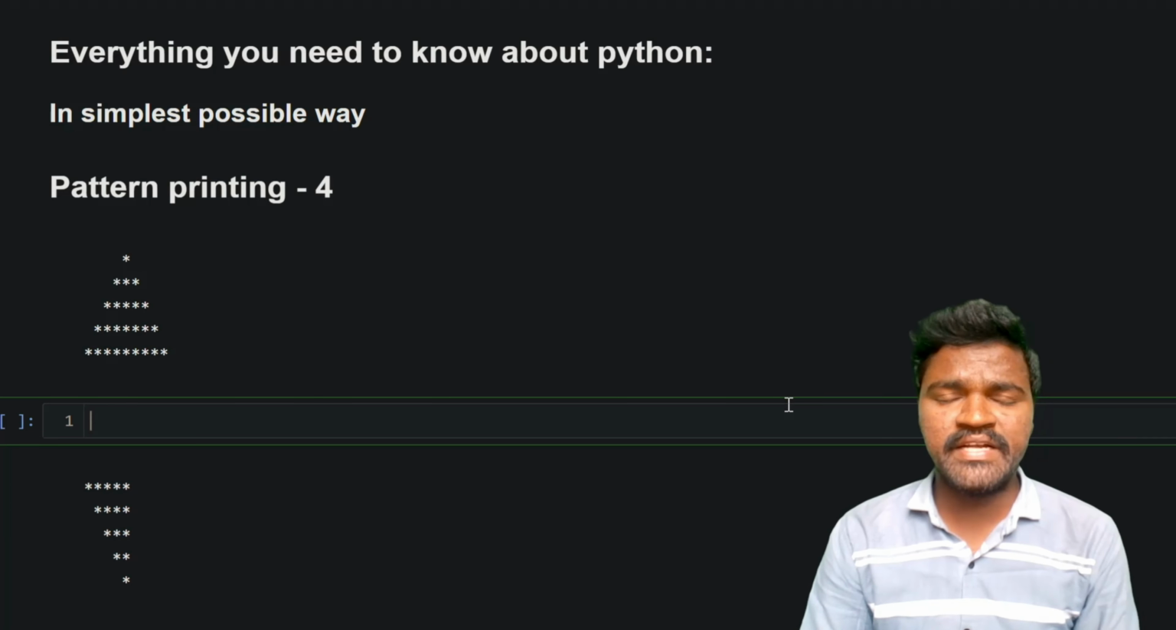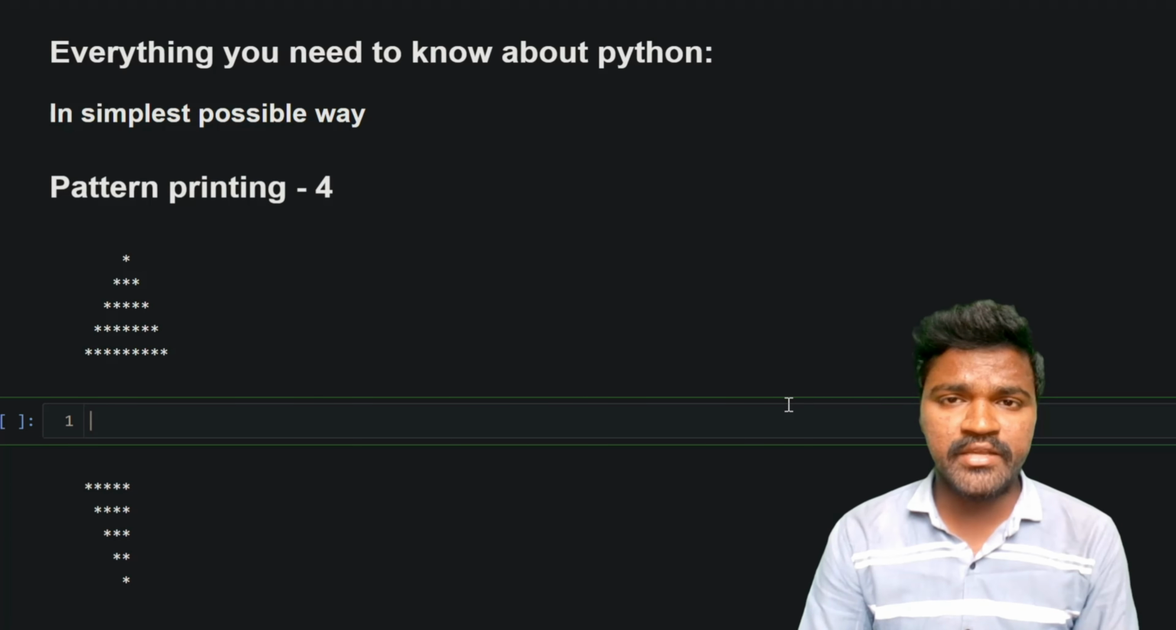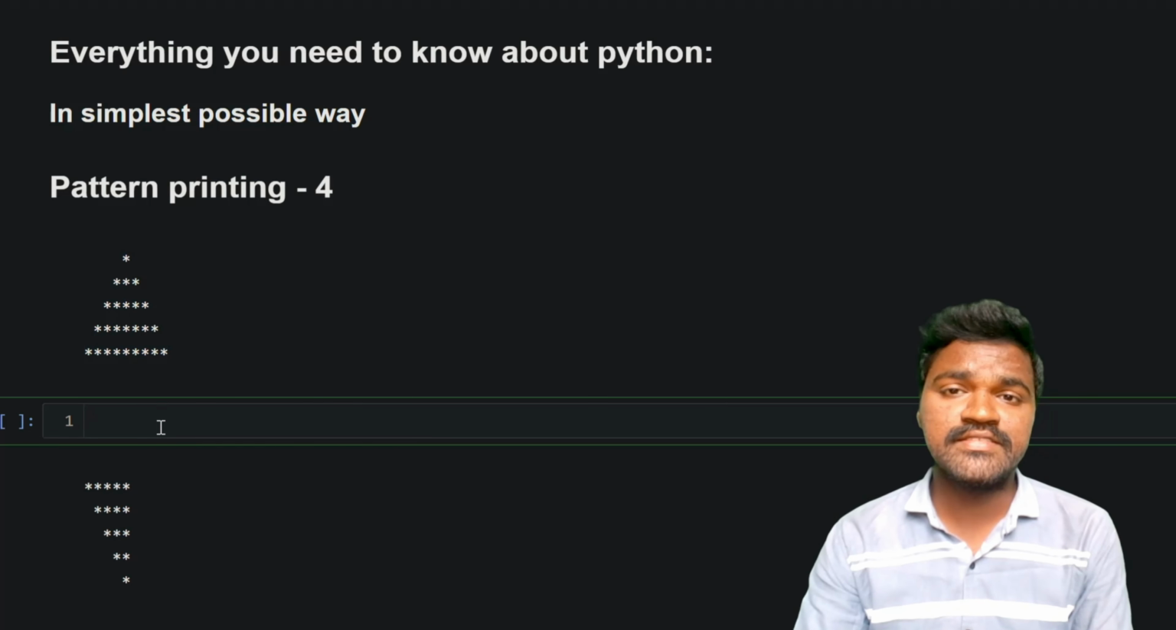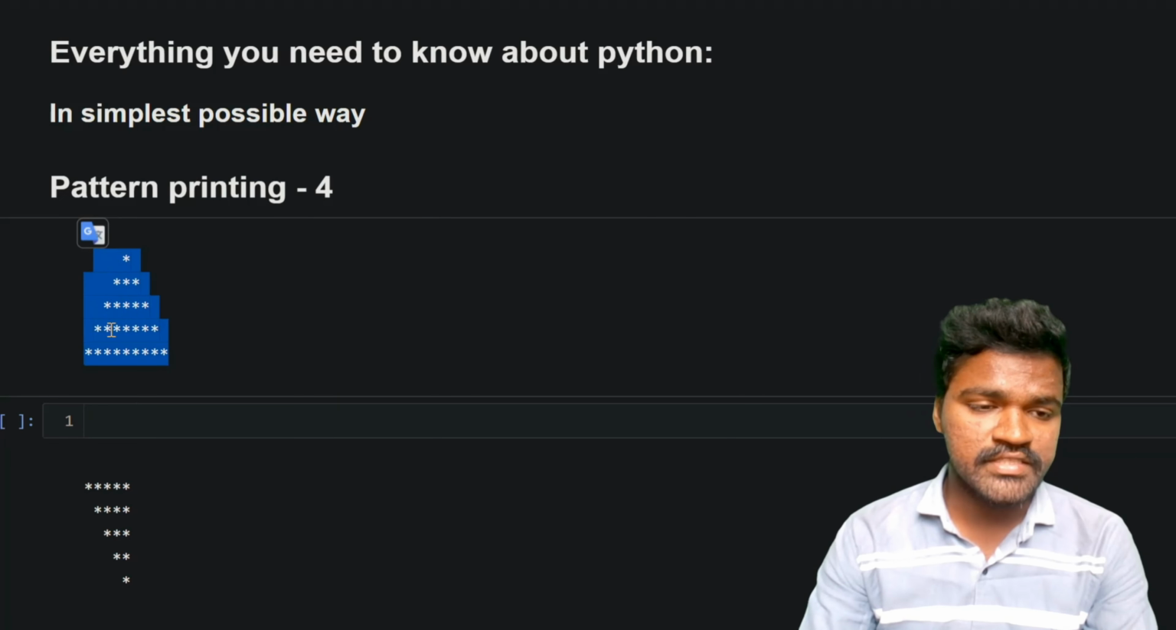The series of pattern printings. In our previous videos, we have solved three different pattern printing problems. In this video, we will be solving this pattern printing problem using for loops, string concatenation and string multiplication. So let's go ahead and solve this problem using all these things.